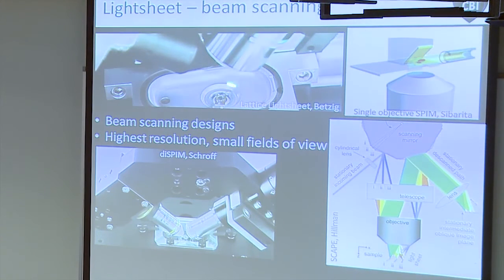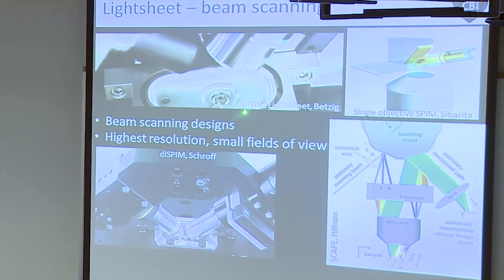Your sample sits down here in this little chamber that's filled with water. And you have 2 objectives that dip right down in there. These are high numerical aperture objectives, so they can focus that light sheet very nice and thin. But obviously, you can see there's a lot of steric hindrance here. If you wanted to put an entire mouse brain in there, it's just not going to happen.